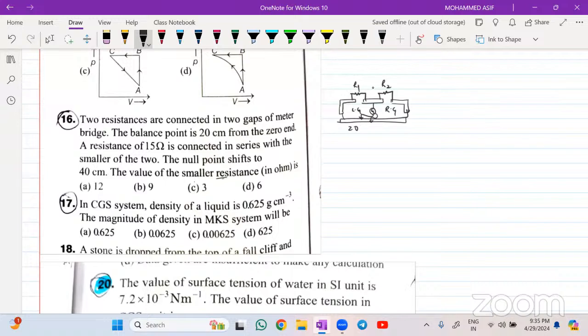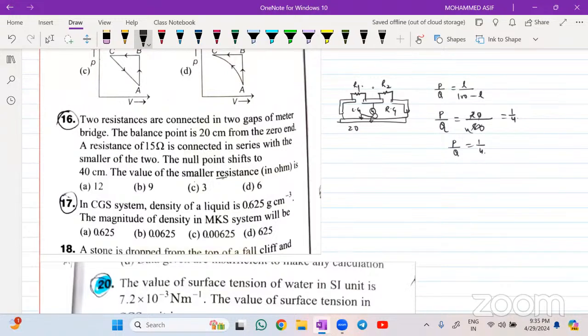Before connecting, if I take this one as P and this one as Q, you know the relation P by Q is equal to L divided by 100 minus L. P, I don't know the resistance, and the other is Q. That is equal to L, right now 20, divided by 100 minus 20, which is 80. So this 2 will get cancelled, 2 ones are 2, 2 fours are 8. That means 1 by 4. So P by Q will be equal to 1 by 4.